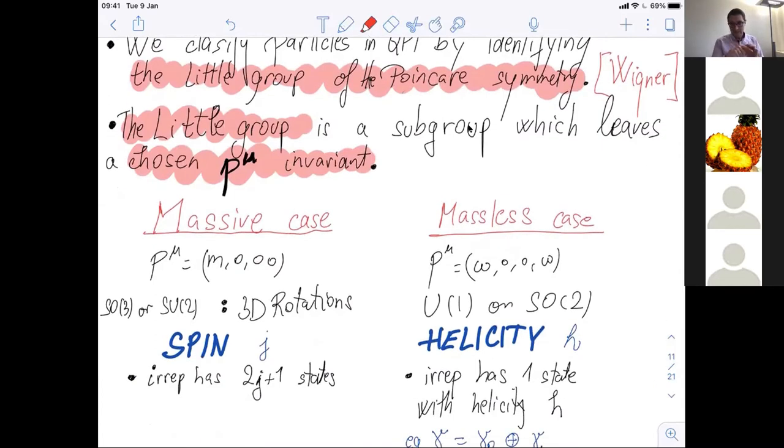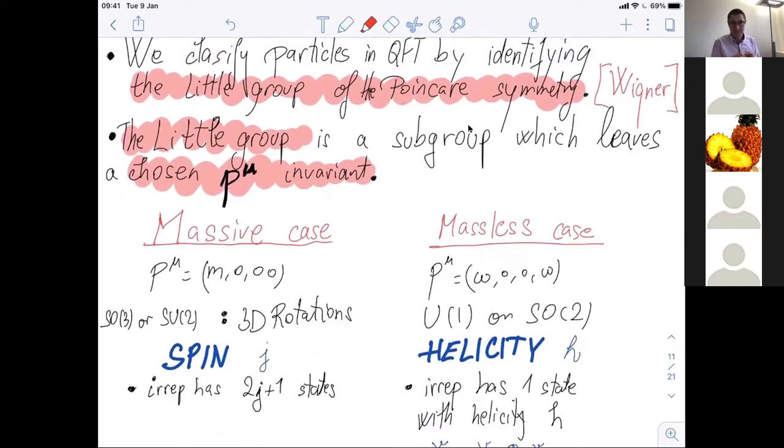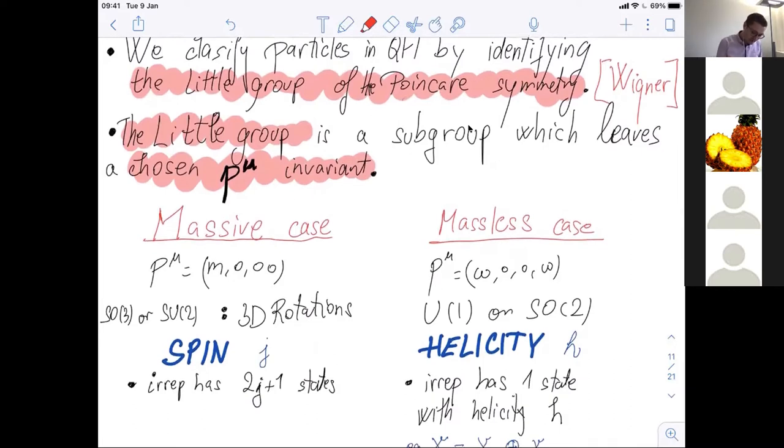So how do you do this? You choose a momentum, and then you identify a little group. A little group is a subgroup of all Poincaré transformations which would keep this momentum fixed, invariant. So for example, if you have a massive particle, you can go to its rest frame where it doesn't move. Then the little group will be simply 3D rotations, which is SU(2) or SO(3). This is the little group in the massive case. And we know how to classify the representations. This is spin. In particular, in the irreducible representation, we have 2J+1 states. So for a massive particle, you specify the four-vector for the momentum, and then you specify the spin.